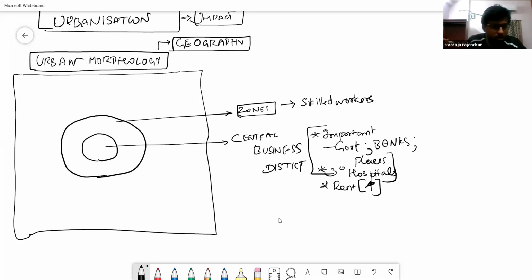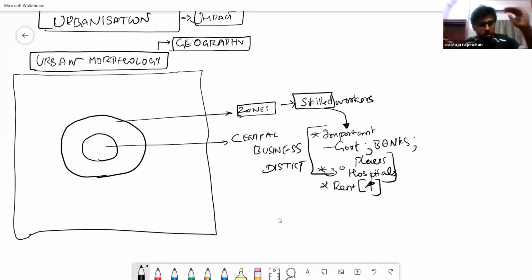Okay, skilled workers. What I mean by skilled workers is that everyone is skilled, but the skilled workers will be working in this important area. That is, you take for example any bank, the bank's CEO or the manager, or the people above a particular grade, or general manager. Let us assume general manager.